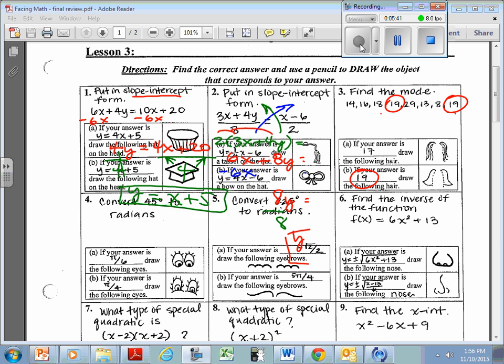Alright. We're moving on. Number 4. Hey, remember the fraction to change a degree into radians, like 45? It's the unit 6. No, I don't remember it. So I forgot to show that.